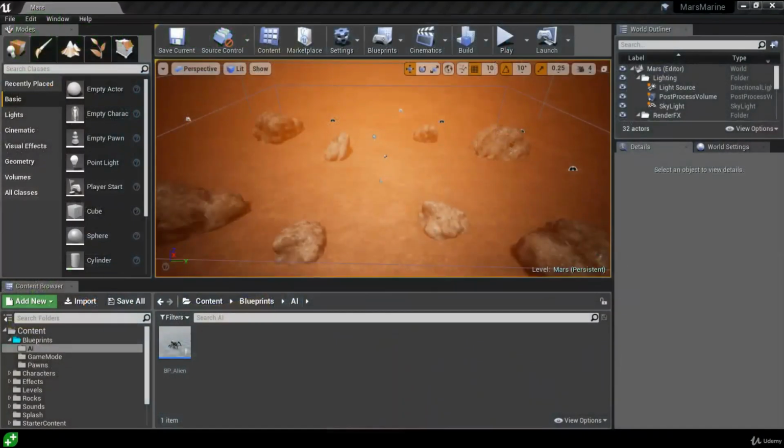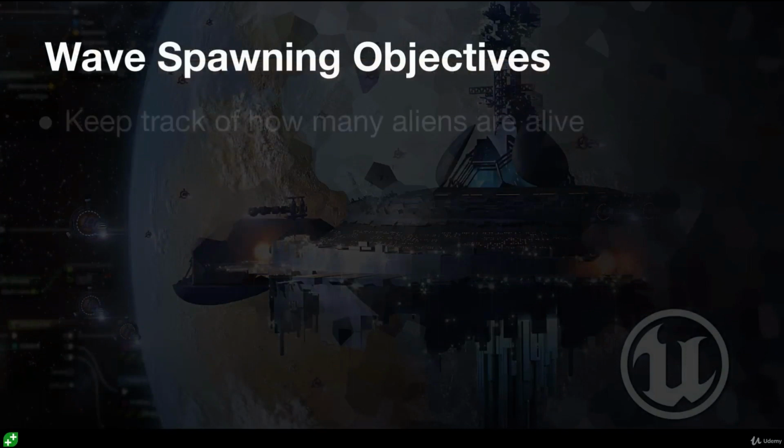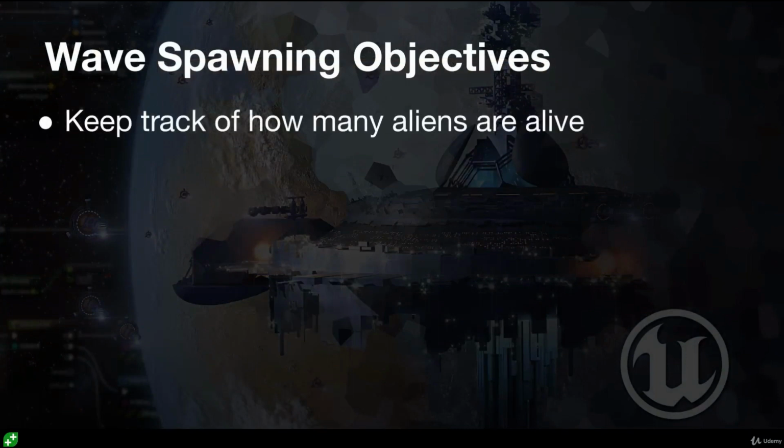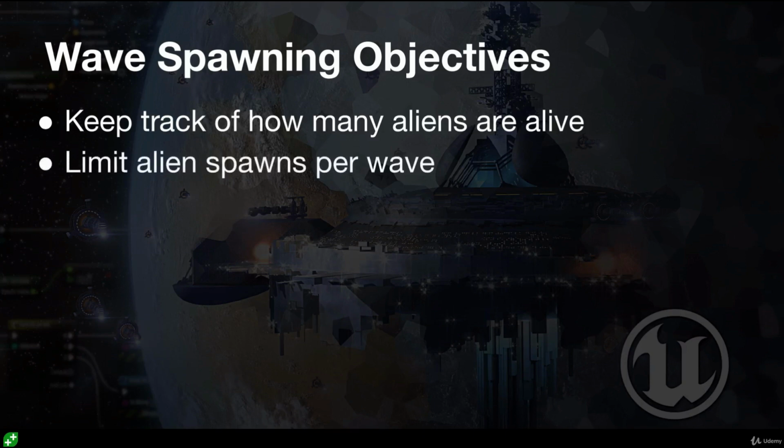Okay, so we're going to be wrapping up spawning the aliens in waves in this lesson. We've got a few objectives. We want to keep track of how many aliens are currently alive during a wave. And we also want to limit how many aliens can spawn during a wave, and with both of these, we're going to be able to tell when there's no aliens remaining during a wave.